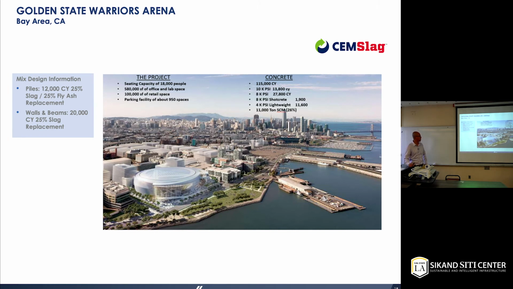Here's another project. I think people down in the Bay Area may be aware of this project because of the success of the Golden State Warriors and their recent success in playing basketball. Even though they are not that good this year, they will probably get better next year. They are building a new arena, and for this project, they are using 25% slag and 25% fly ash in their piles, walls, and beams. Again, it's a very high-profile project, and they feel comfortable using slag in it.